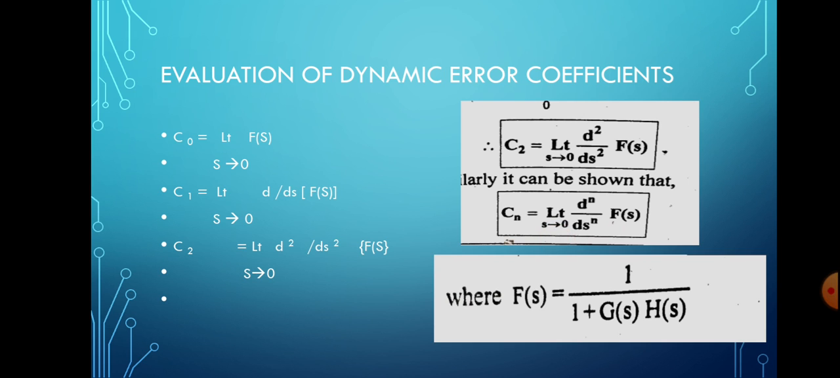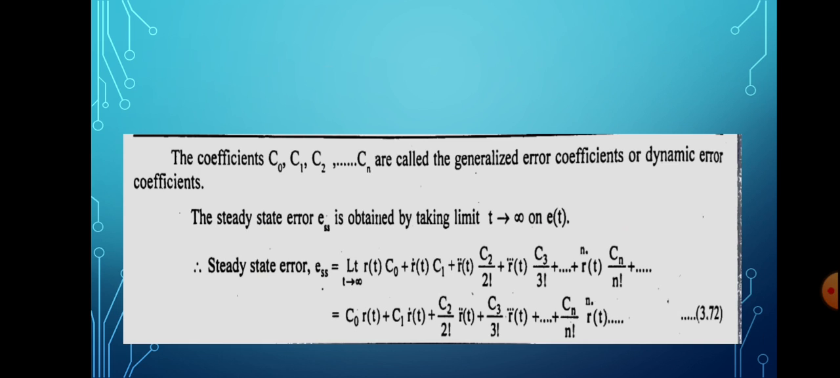This is all about the equations for dynamic error coefficients, and once you get the values of C0, C1, you can apply them to this equation. Here R of t is the input signal, and its Laplace transform will be R of s, R dash of t is the first derivative of the input signal, and R double dash of t is the second derivative of the input signal. Once you have these values, that is C0 R of t, C1 R dash of t, you can find the steady state error ESS by applying those values to this equation.